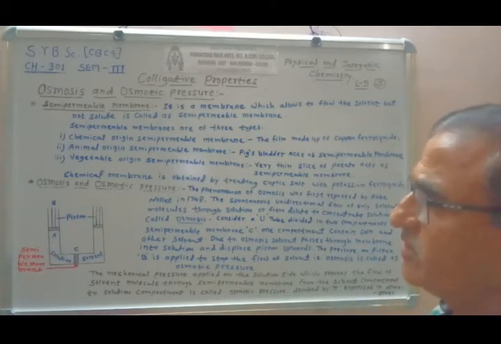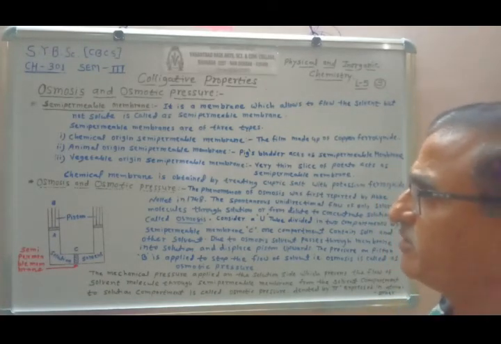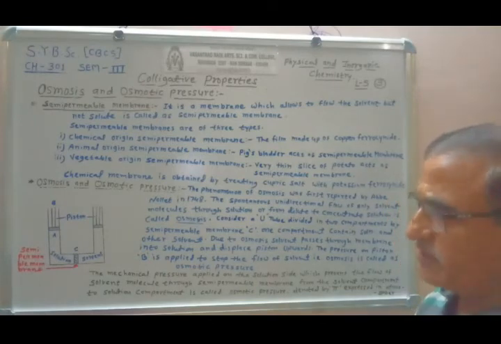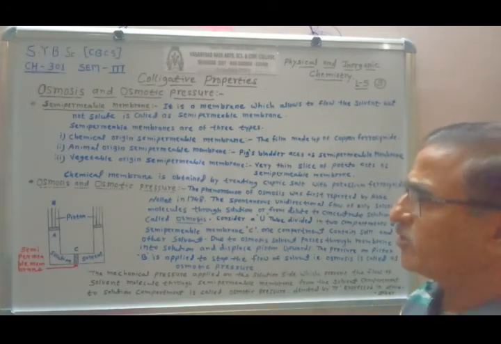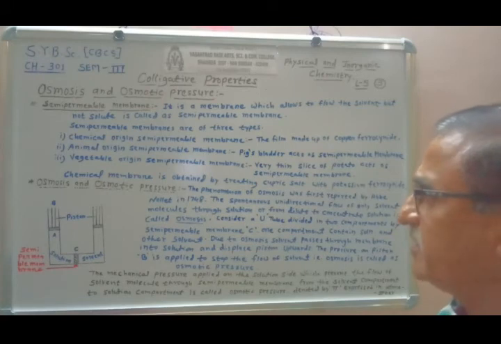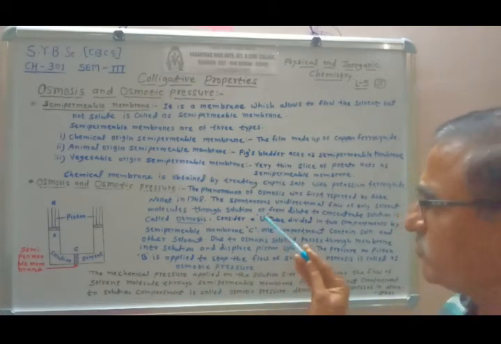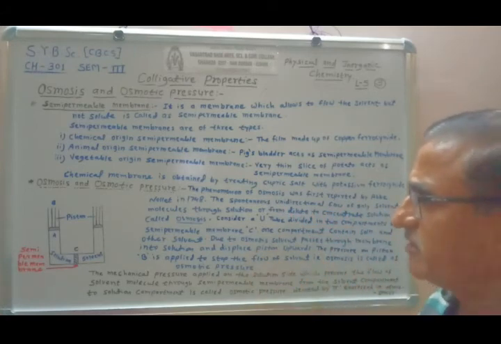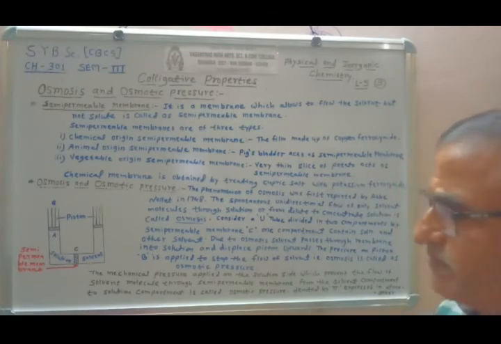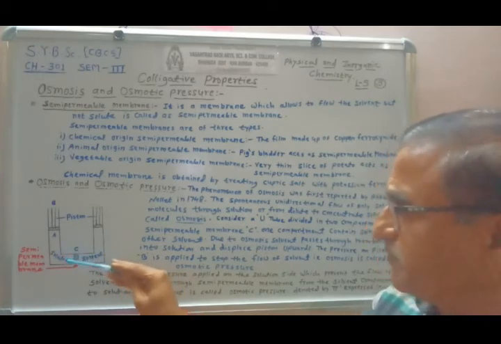So now here we must know how osmosis takes place and how we can know the osmotic pressure. The phenomenon of osmosis was first reported by Abbe Nollet in 1748. The spontaneous, unidirectional flow of only solvent molecules through the semi-permeable membrane from the solvent or dilute solution to the concentrated solution is called osmosis. So here is the flow of solvent through the semi-permeable membrane towards the solution.